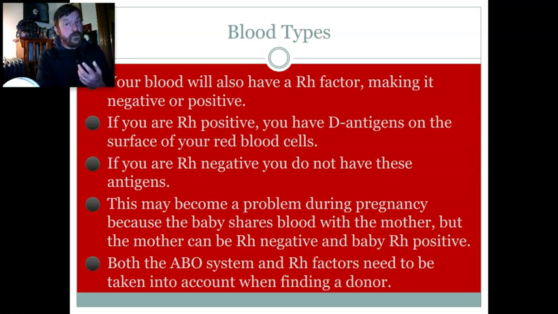Because if they don't do that, then the mother's immune system during the childbirth can actually start to attack the baby. The other thing is we need to be aware that when we're doing blood transfusions, we have to match the ABO blood types, also the RH blood types, or we could have a lot of issues blood clotting wise.